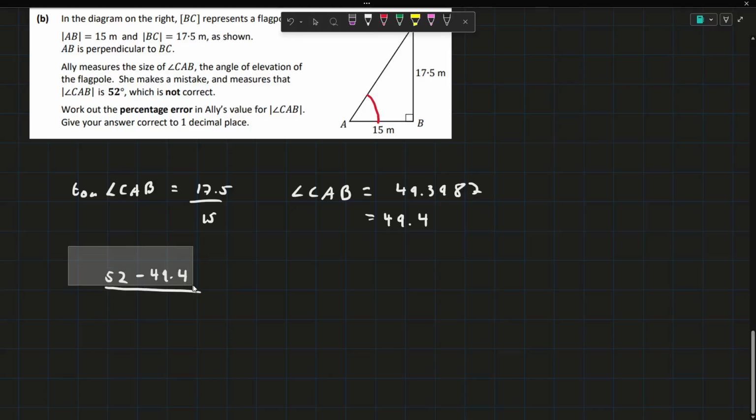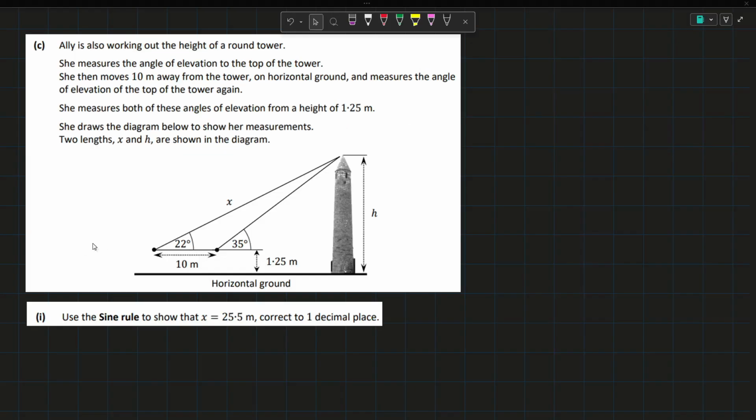And we want to see how much was she off by as a fraction of what the actual value was. So that's going to divide that by 49.4. So that's going to tell us how much she was off by as a percentage or as a fraction of the original value. And when you put that into your calculator and do one decimal place, you'll get 5.3%. So that'll be 0.053.